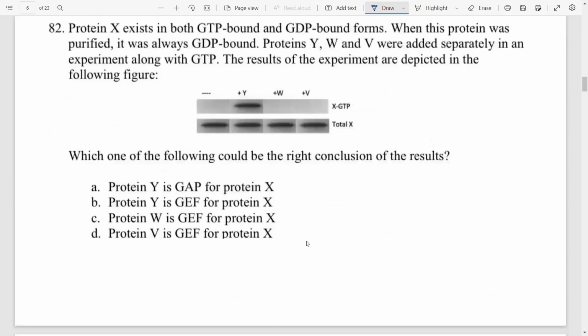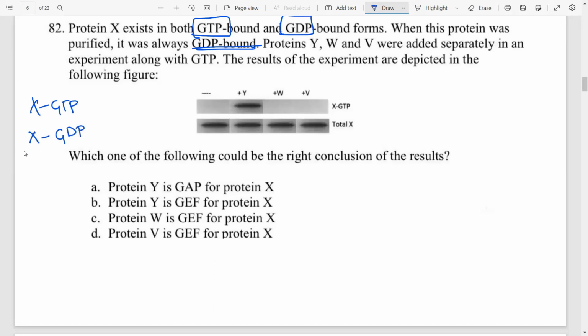Moving on to the next one. So this one says protein X exists in two forms, the GTP bound form and the GDP bound form. When this protein was purified, it was always GDP bound. So they have a protein X which can remain as protein attached to GTP and a protein attached to GDP.